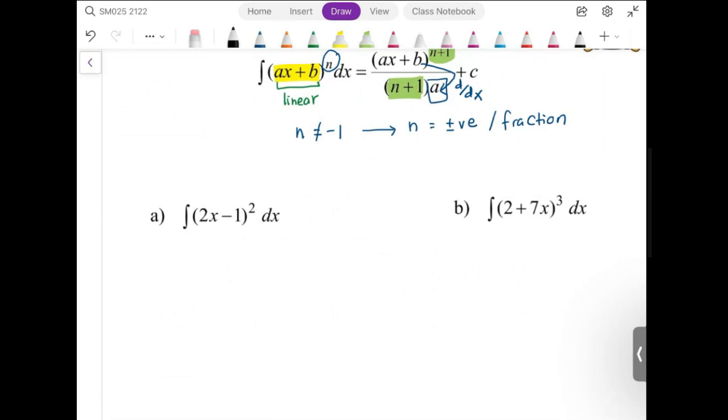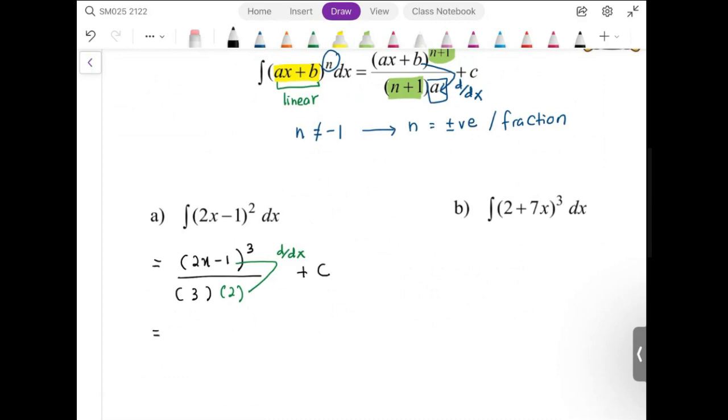So what do we do? First step, copy back the function and then power plus 1. So 2 plus 1 we get 3 divided by that power. And then next step, jangan lupa you just have to differentiate what's inside the bracket because it's only involving linear function. Tak ada masalah lah kan.